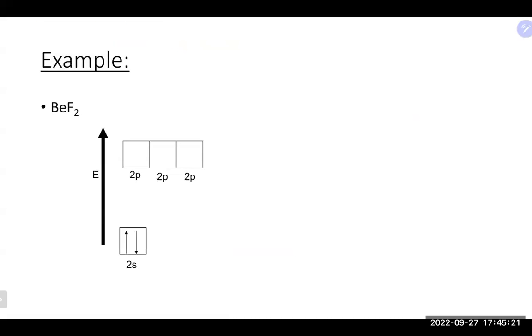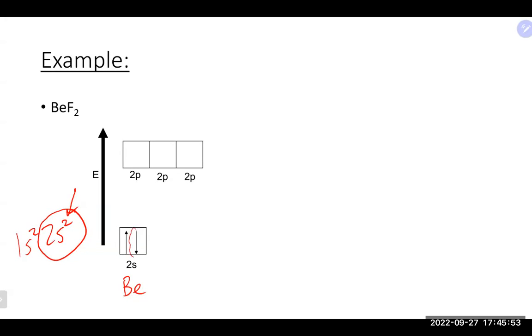So if we take a look at an example of what actually happens through the hybridization process, look at BeF2. Be is atomic number 4, the electron configuration is 1s2, 2s2. It's got 2 valence electrons. Through the hybridization process, what happens is you will always get a promotion of a lower electron to a higher energy level or higher orbital.